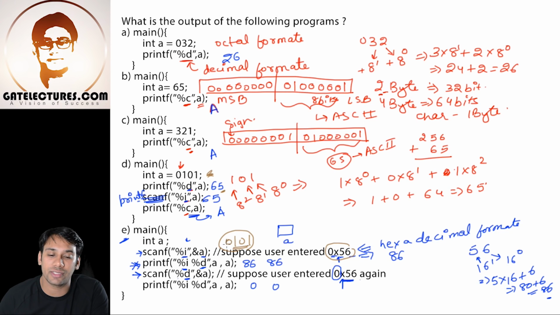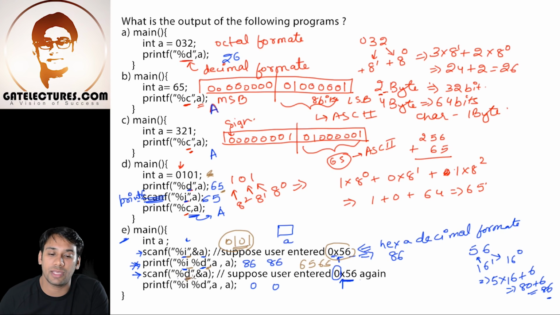So as the user has entered a number which starts with 0, this %I is going to assume that this number is an octal number. So whenever you print the value of this number, this statement is going to print 65 and 65.